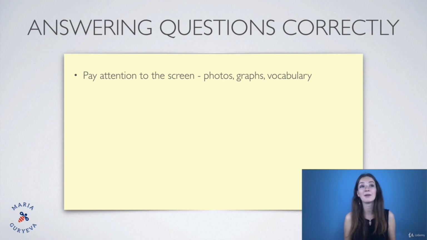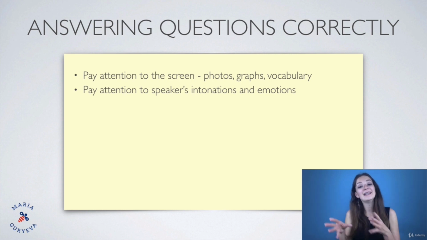But look at it sometimes. You're listening, you're writing it down, and then you have a little glimpse at the screen. Because if you do, you can notice that something has changed there. The photo was replaced by a graph or vocabulary, and that's important. For example, you're writing down a word and you don't know how to spell it, and then you look at the screen, oh, there's the word written there. So pay attention to the screen sometimes while you're listening and taking notes, because there might be some helpful things showing.